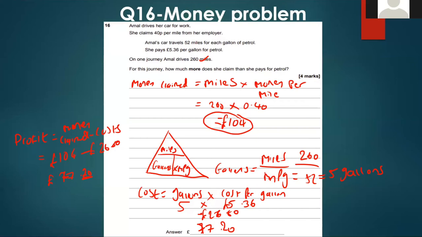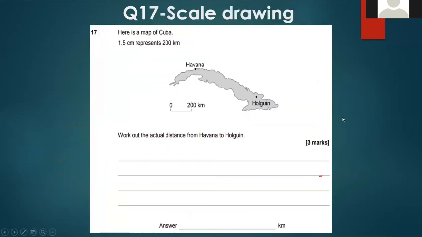So there you go. It's a very simple question for 4 marks. You're just looking at how much more she claimed. Examiners love to put loads of words in to confuse you, but hopefully I've made sense there, guys. What you're doing is working out the money claimed and the cost, and then comparing them by taking them away. Hopefully that makes sense. So question number 17, and we hand back over to Abdallah.